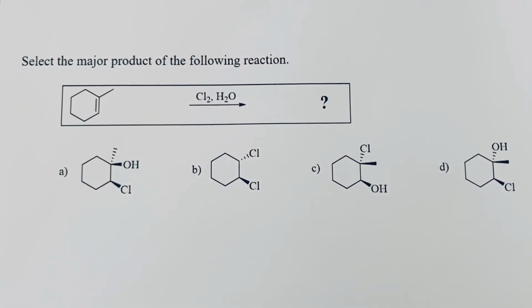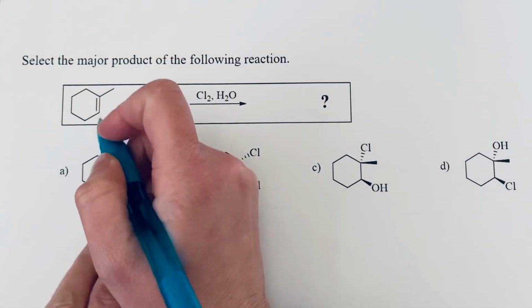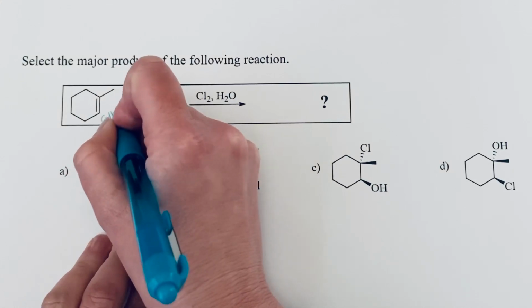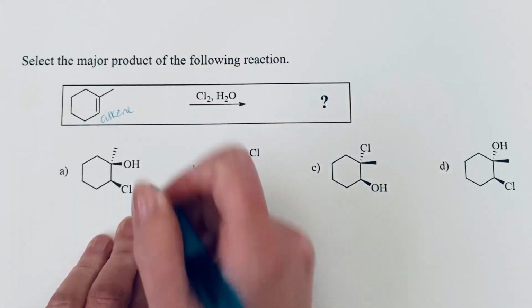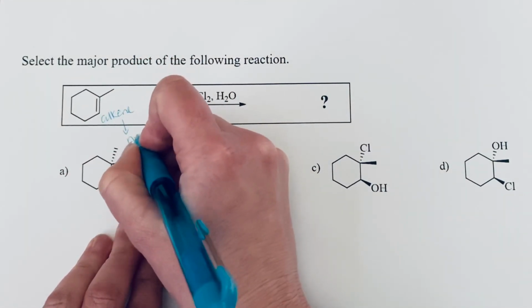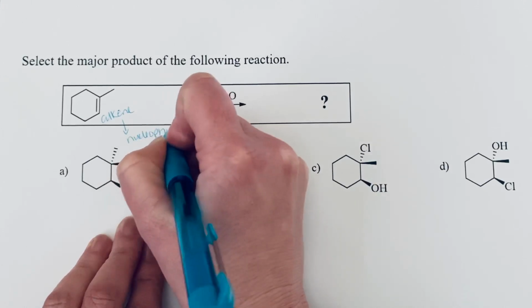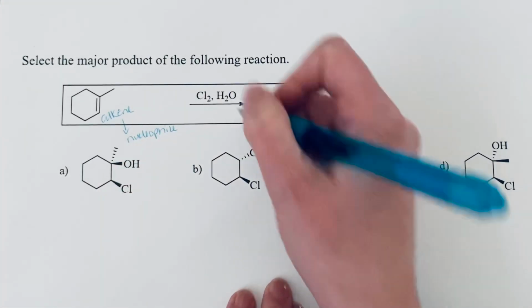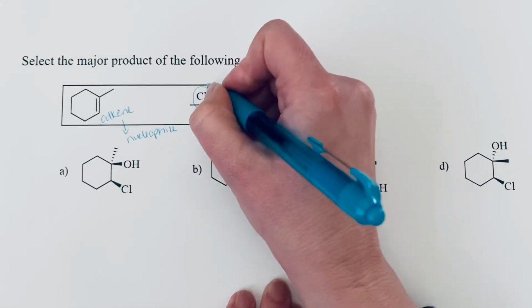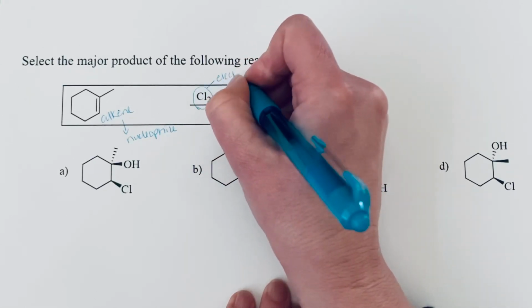Select the major product of the following reaction. We will first decide what we are reacting. So our starting material is an alkene. The alkene pi bond is a nucleophile. We are reacting it with molecular chlorine, which can act as an electrophile.